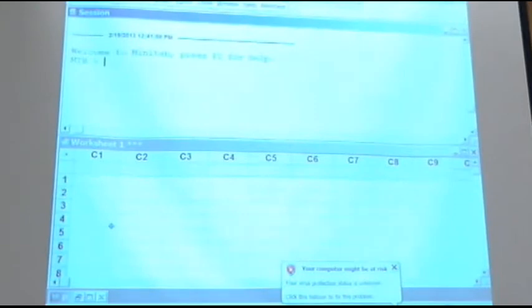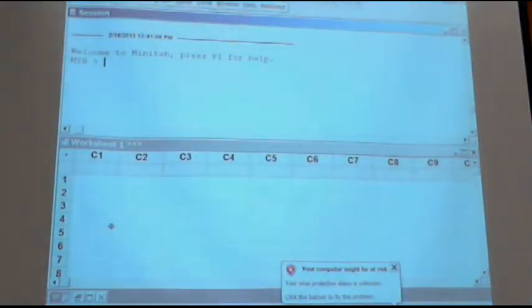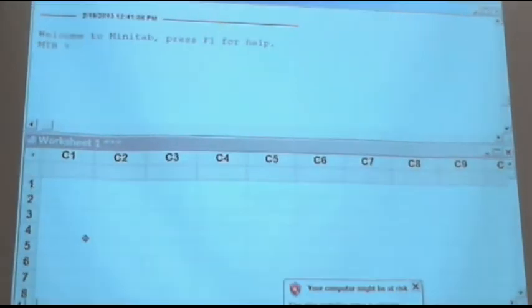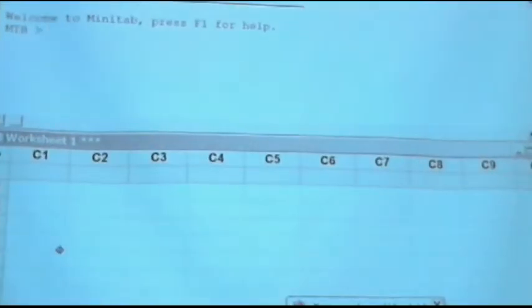See, we were talking about the sign rank test, and that's really fun. Any questions on the Wilcoxon sign rank?